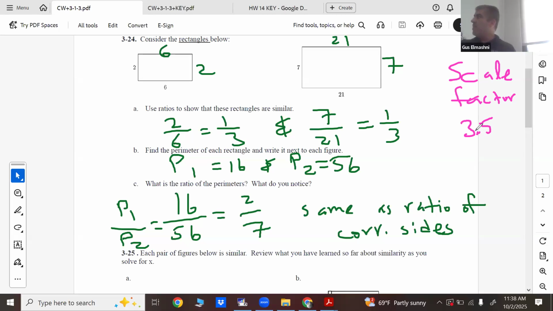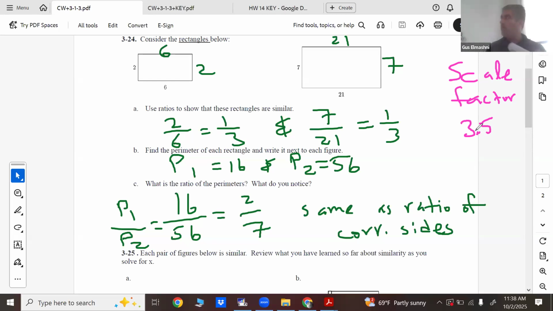Thank you. So scale factor is 3.5, okay? So what that means is that every side gets multiplied by 3.5 to go from each side. Okay. Any questions on 324? Okay, keep going. Do 325.